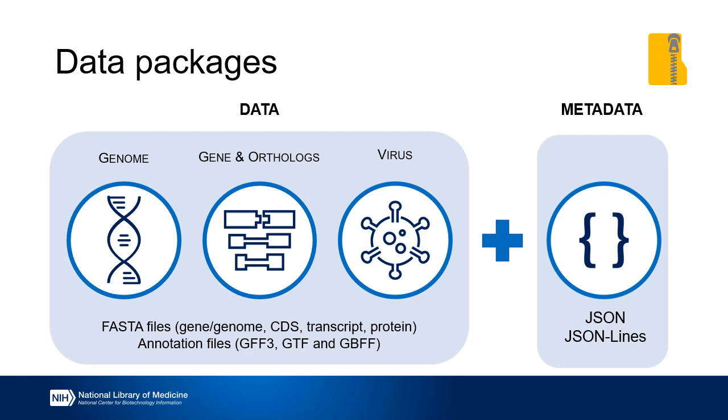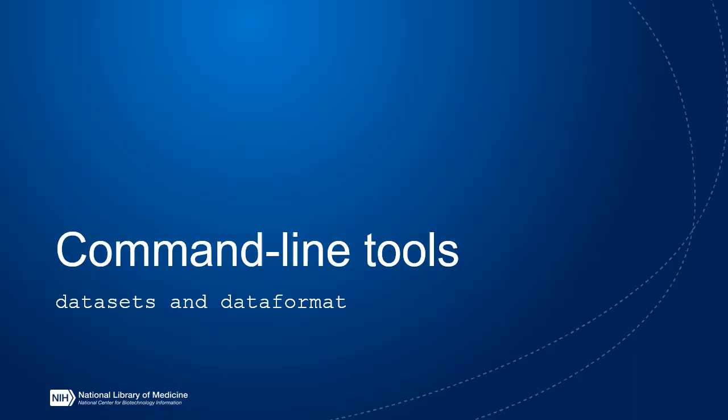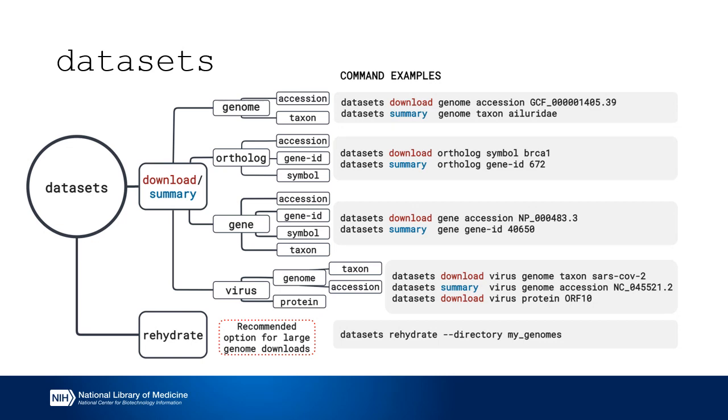In the poster, I have a diagram showing the data package contents for genome, gene, and virus in more detail. For users interested in downloading large amounts of data, we recommend using the command line tool or the open API. I'll focus on the command line tool now, but feel free to reach out if you have questions about the API. The Datasets command line tool works in Mac, Linux, and Windows systems.